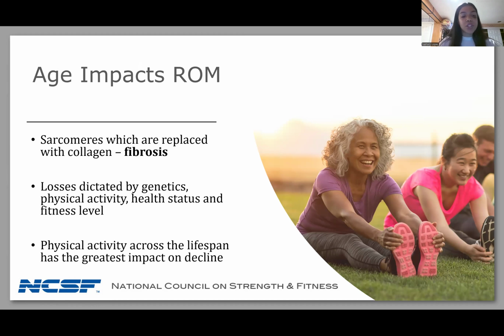Physical activity across your lifespan has great impact on decline. So that's just a better way to put it in general. Not only does resistance training and cardiovascular training impact how you will be dependent and how slowly your body will decline, but also a big one is your flexibility, which will help your range of motion.